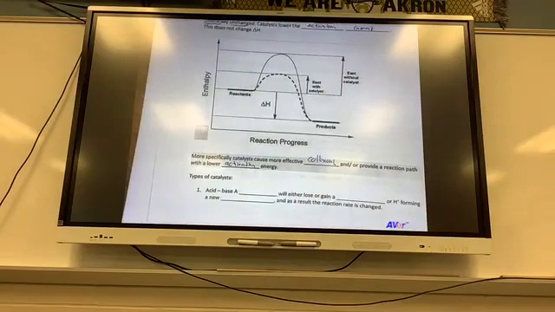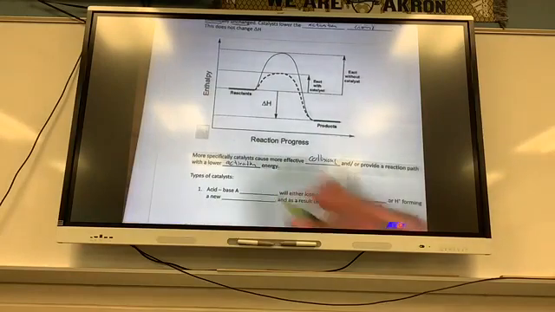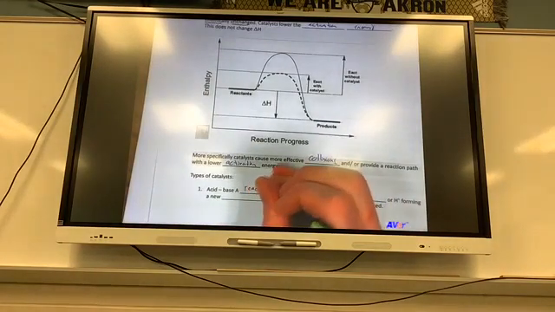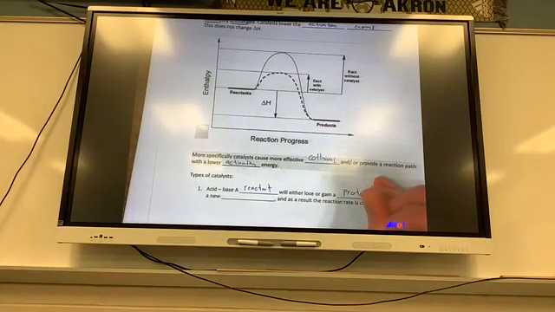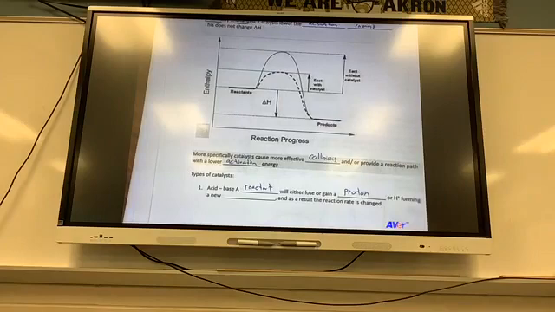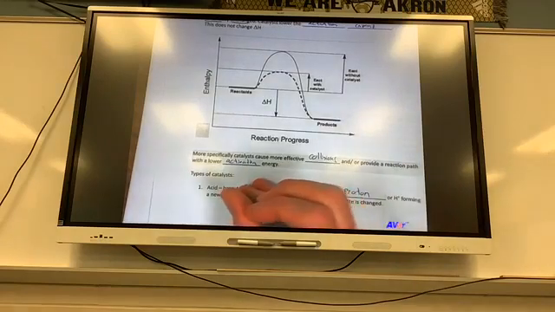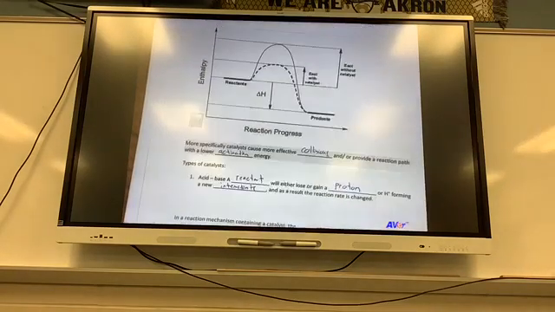So, types of catalysts. Don't worry about this, all right? Acid base is the first one, where a reactant will either lose or gain a what? When you're talking about acids and bases, a proton. It's a hydrogen atom, but that's essentially a proton, right? Because a hydrogen only has one proton. Forming a new intermediate. So as a result, the reaction has changed.